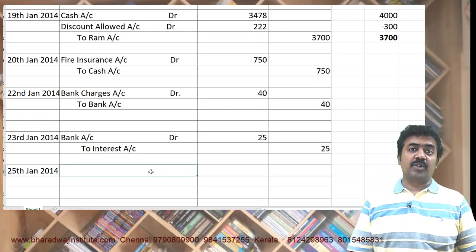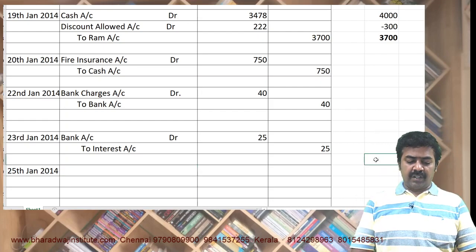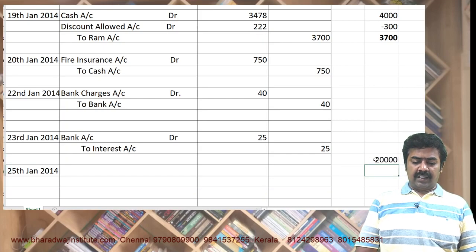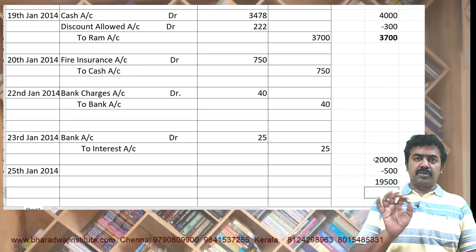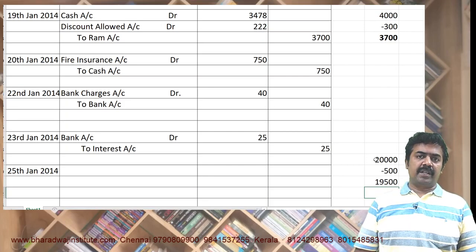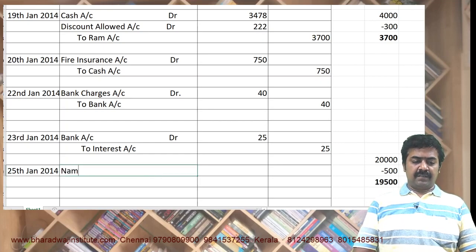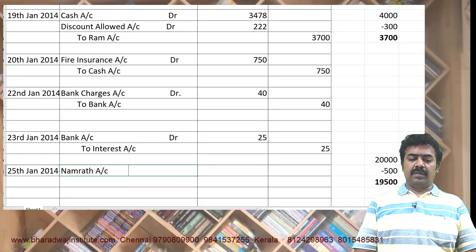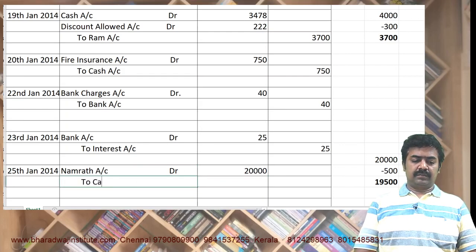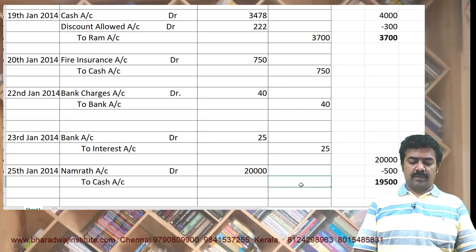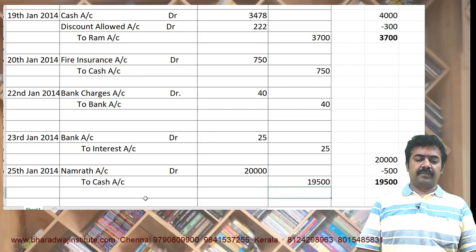Who's Namrat? Who sold furniture to us? We bought furniture for 20,000 and there is a discount of 500, so 19,500. Many students would have made a mistake here. I'll explain what is the mistake. So debit the receiver. Namrat account debtor 20,000. To cash or bank account. Credit what goes out. How much? 19,500.